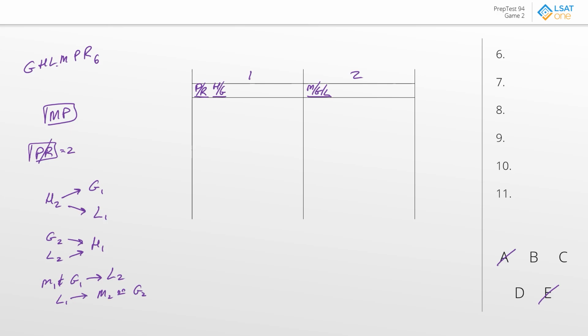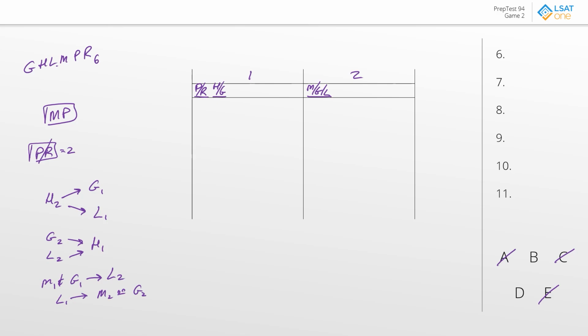If they take H2, then they have to have G, L, and 1. So answer choice B has H2 and GL and 1. That's fine. Answer choice C has H2 and we don't have GL and 1, so we can get rid of C. And D has H2 and GL and 1. We're good. Next. Lastly, if we have M1, G1, we'll have to have L2.